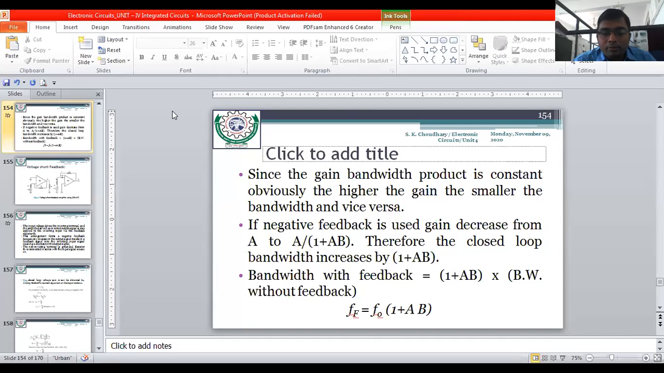Start to fill up your attendance. We will stop here. In the next lecture, we will continue with the voltage shunt feedback, and it is a small topic. Then we will start another unit.